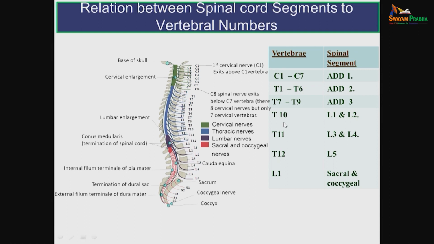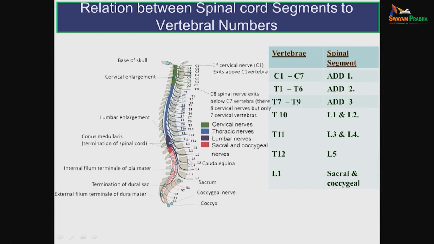So, the T10 vertebra corresponds to the L1 and L2 segments of the cord. The T11 vertebra's underlying segments will be L3 and L4. T12 corresponds to the L5 spinal segment. And the L1 vertebra is the point where your spinal cord ends. Underlying is not the L1 segment, but the sacral and coccygeal segments.